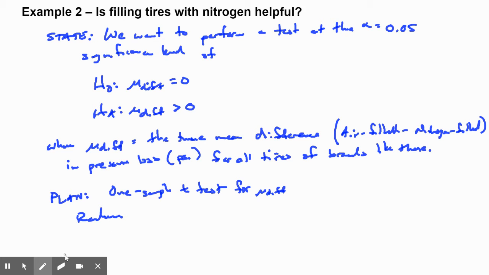So it says they obtained 2 tires from each of several brands, and they randomly assigned 1 tire in each pair to be filled with air and 1 to be filled with nitrogen. So randomly assigned 1 tire in each pair. And I'll just stop there. There we go. Okay. That's good enough for the random condition.